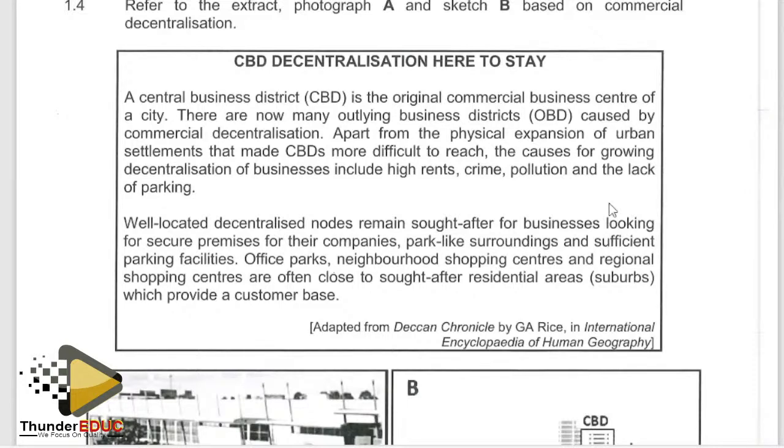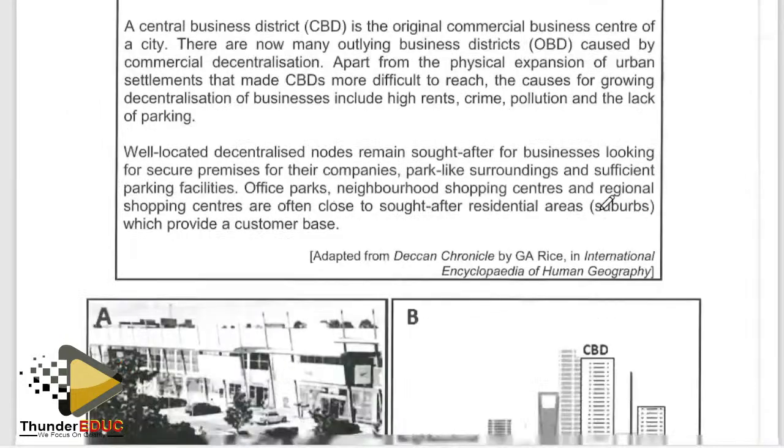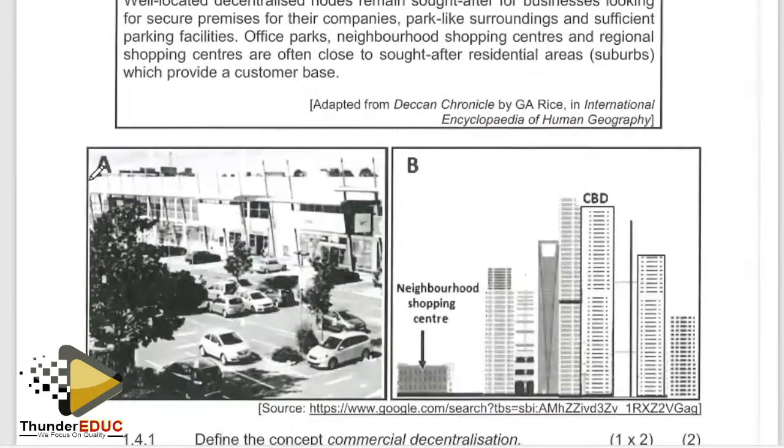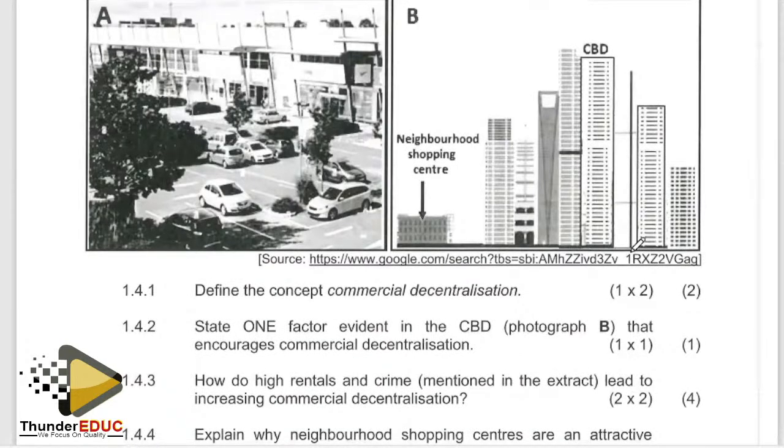Okay. The next question is, we can look at the graph, we can see the parking space that is provided around the cities or the outlying business districts. And when you look at the CBD here, there is no parking space. It's all over congested with the building density, very tall, so close to each other. There is no space for further expansion.